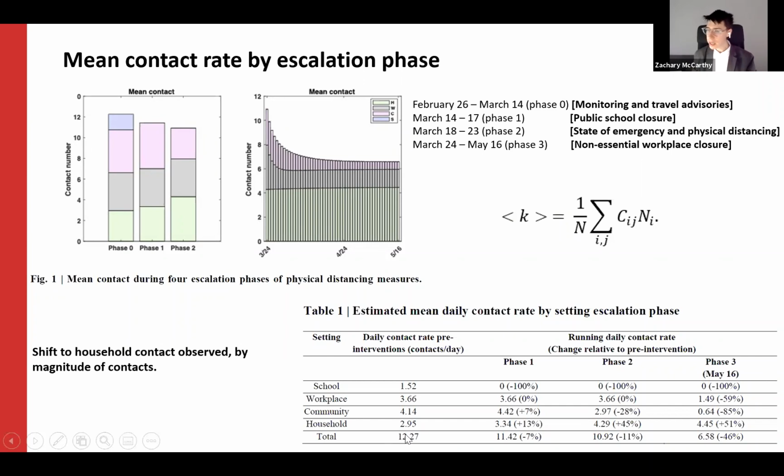And we can also display this more numerically. The total contact rate per person, so the mean connectivity of the phase 0 matrix, is about 12.3 contacts per day estimated. And in the final phase, the contacts drop to about 6.5. So we stratified by contact number, by phase, and by location. We see the biggest drop in the contact following that non-essential workplace closure, that so-called lockdown.